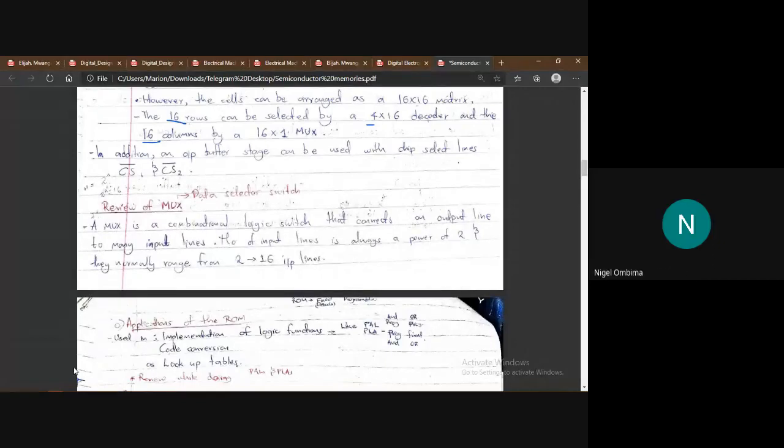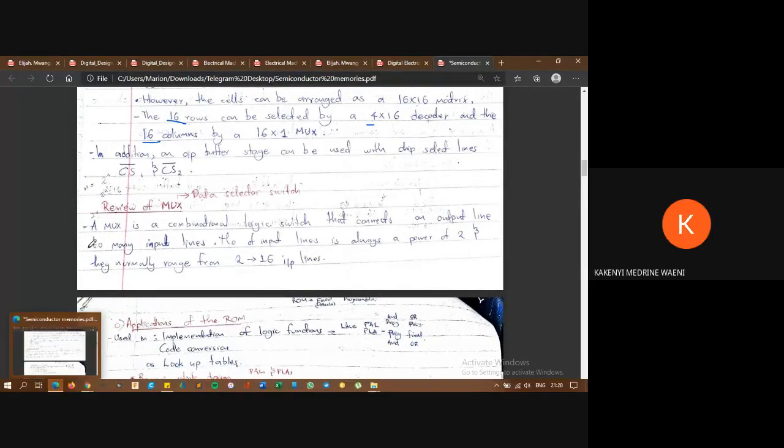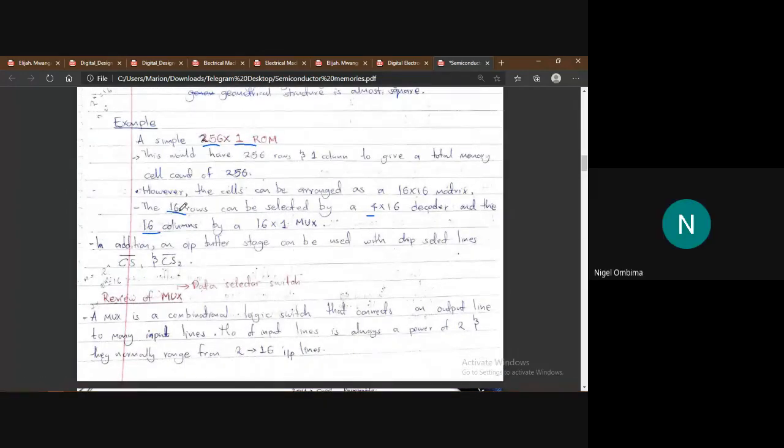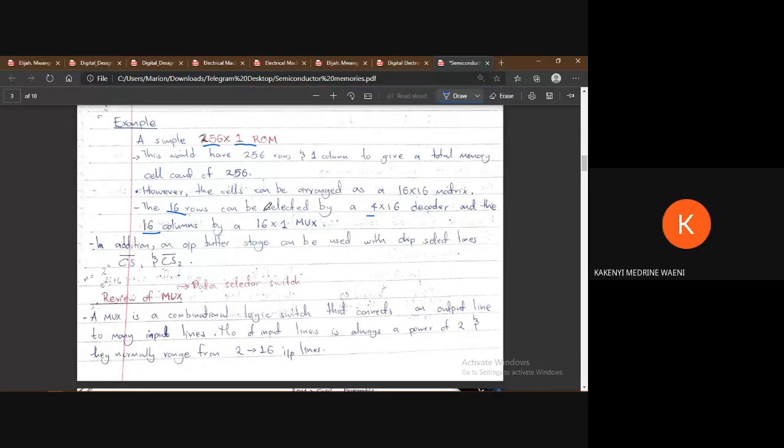Before you go too far, can you please go to where you wrote the 16? Can you explain more about how the cells can be arranged? There, the 16 rows can be selected by a 4 by 16 decoder and the 16 columns. That part, can you please explain more? I haven't understood. Oh, okay, fine.